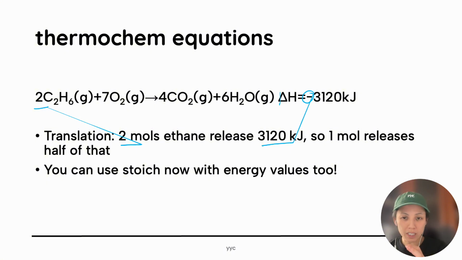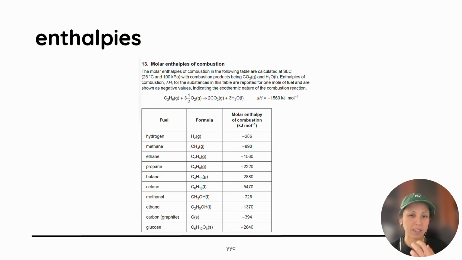So now this here is also a part of your stoich ratio because it reflects the balanced equation. So what I'm trying to say here is now you can use stoich with energy values as well as your reactants and your products. The great thing about this, the enthalpy, right, is it's all in your data book. So any of the enthalpies that you need to know for the fuels that you need to know about, they're all here. And it also helps you to actually write a balanced equation. So you can see here, they've even given you the states.